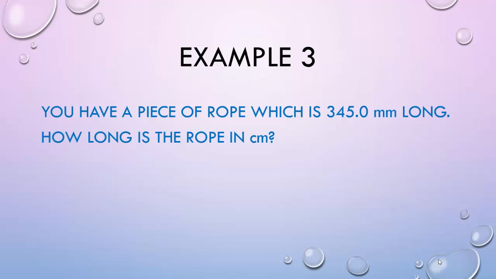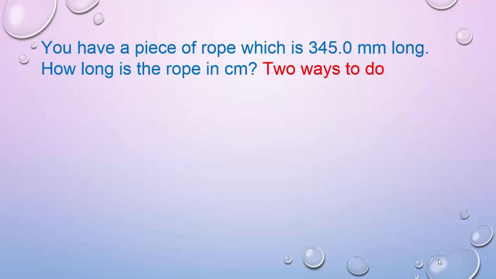One final example. You have a piece of rope which is 345 millimeters long. How long is the rope in centimeters? Stop, figure it out, come back, and see if you have the correct answer. Go. The correct answer is 34.50 centimeters. How did we get this? Well, there's really 2 ways to do this. I'm going to take you through both.